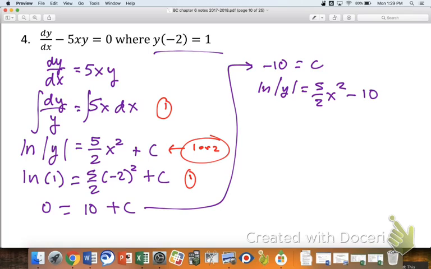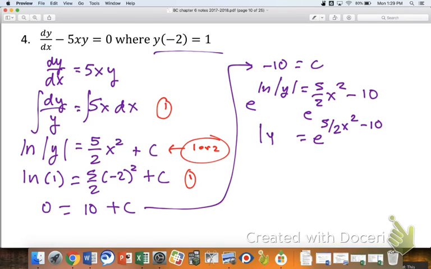How many additional points have I earned since that last one? None. I have earned no additional points yet. There's still one to be had. I have not gotten it yet. What do I need to do to earn that final point? Solve for y. Okay, so I'm going to go e to both sides. On the right side, that leaves me with e to the 5/2 x squared minus 10. Make sure that that minus 10 remains up there in the exponent. On the left side, what's left over after I do that step?